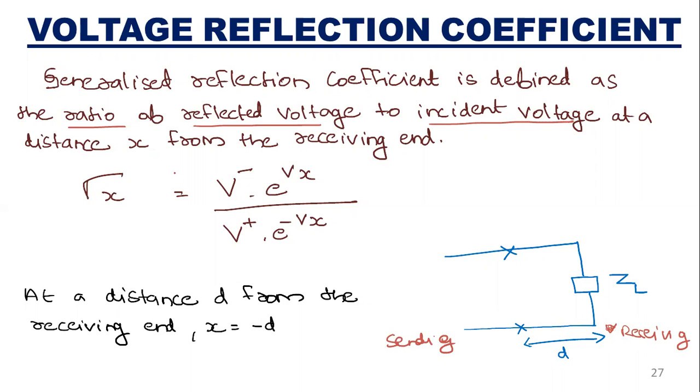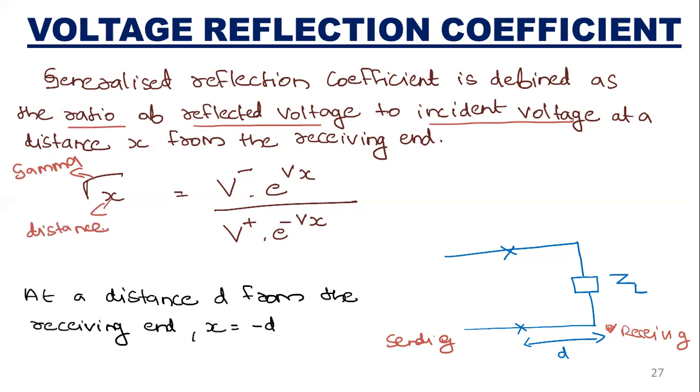So the generalized reflection coefficient is defined as the ratio of reflected voltage to incident voltage at a distance x from the receiving end. You know where the incident and reflected waves come from: the wave equation. That story we have already seen in lectures number 44, 45 and 46. You must watch those before coming to this. The reflection coefficient is denoted by the letter gamma, which might be familiar to you, and x is the distance.